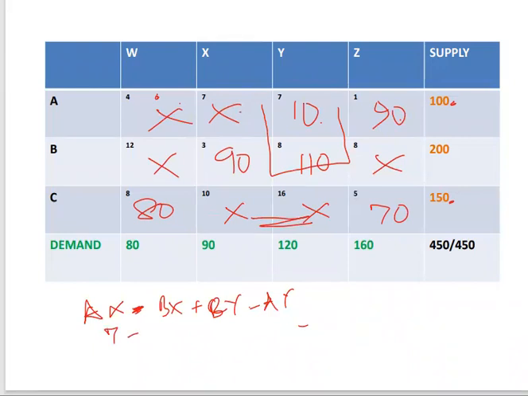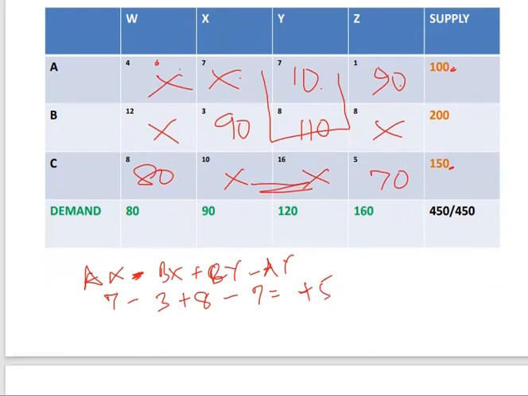7 minus 3 plus 8 minus 7. What would that give us? 5 plus 8 is 12 minus 6. 7 minus 3, that's plus 4. 4 plus 8, 12. 12 minus 7, that's 5. Positive 5. So that means that will also increase our cost, and that's not what we are looking for.